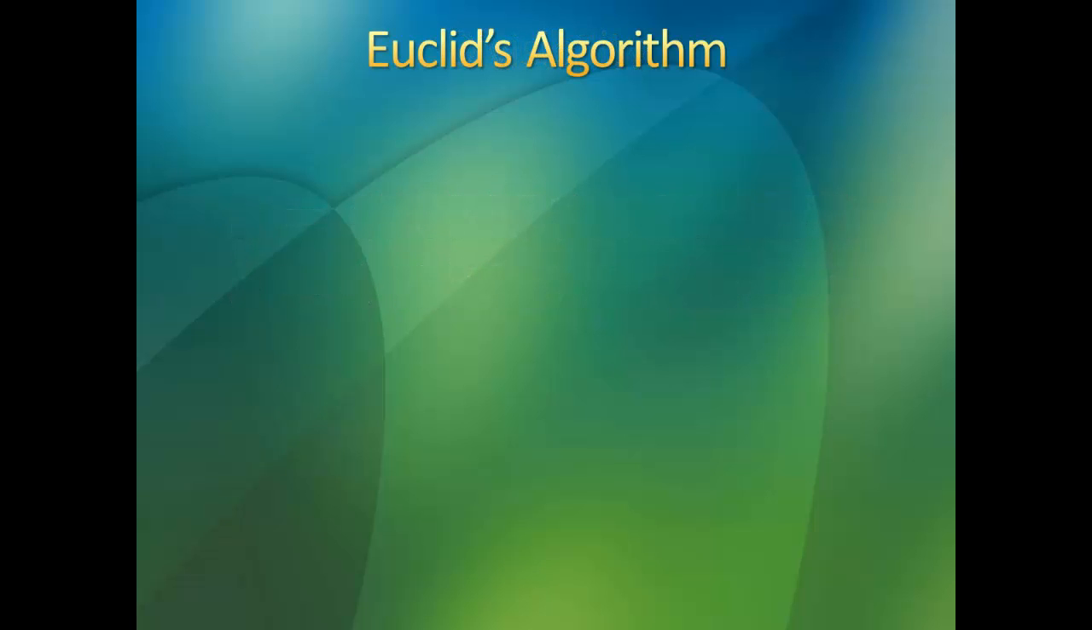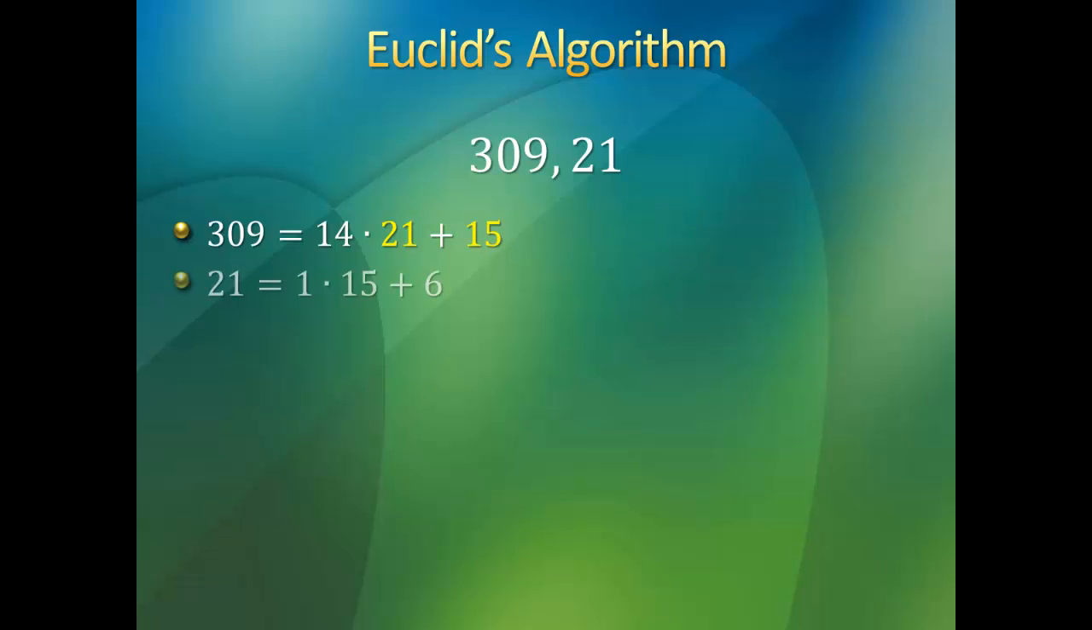Here's how Euclid's algorithm goes. Let's say our two numbers are 309 and 21. First, we divide the larger number by the smaller number using Euclidean division, and we find that 309 equals 14 times 21 with a remainder of 15. Now what we do is we take the smaller of the two numbers and divide it by the remainder that we just got. So now we've got 21 divided by 15. Well, 21 equals 1 times 15 with a remainder of 6.